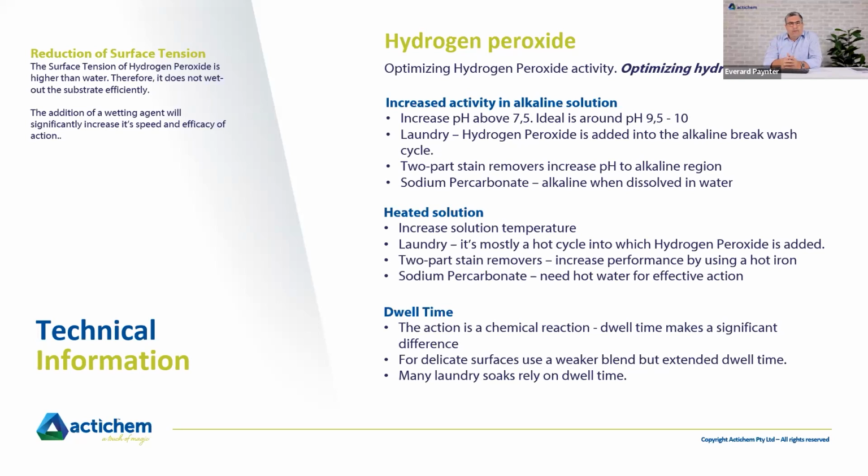So water has a surface tension of just under 73 dynes or millinewtons per meter, whereas hydrogen peroxide is at least 1 or 2 dynes higher than that. So it wets out its substrates with great difficulty, very inefficient wetting out of fabrics, of the soiling, of our stains. So the addition of a wetting agent will significantly increase the speed and efficacy of hydrogen peroxide.